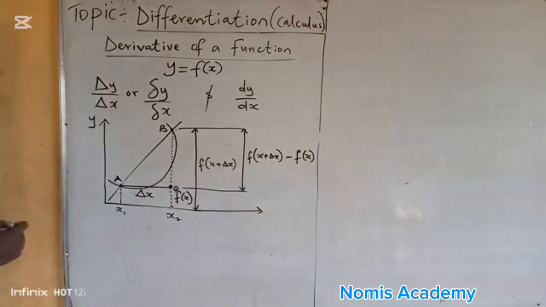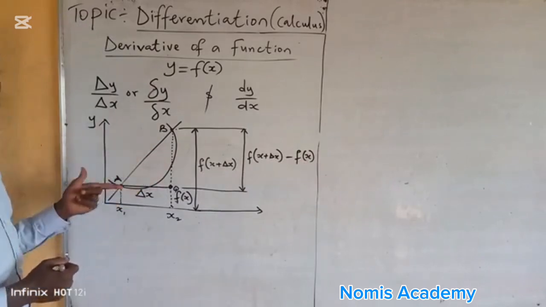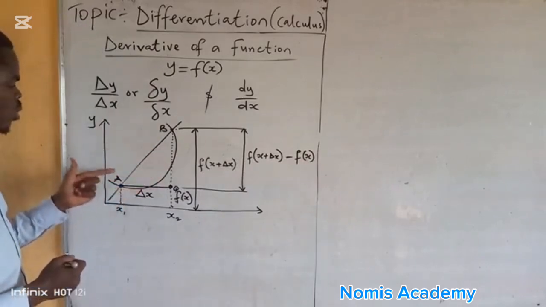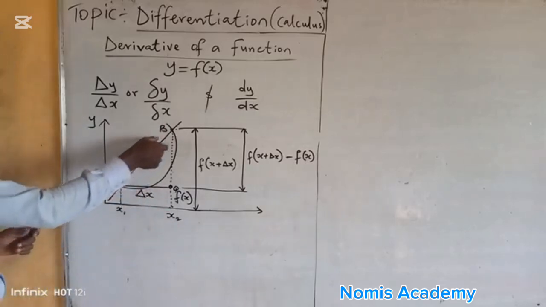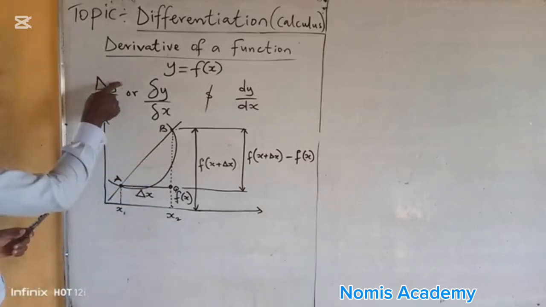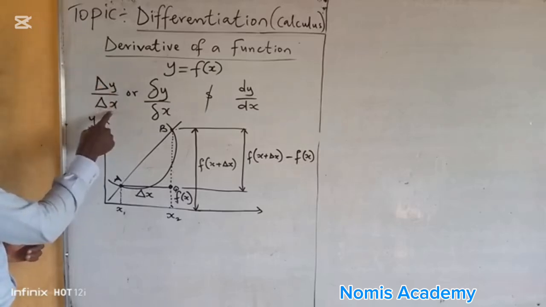Now we would like to know, how do we get the slope of the curve? Now you know that the slope of the line is change in y all over change in x, which is also called delta y all over delta x.